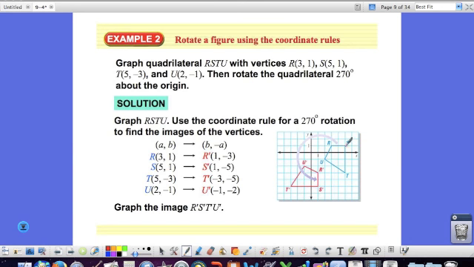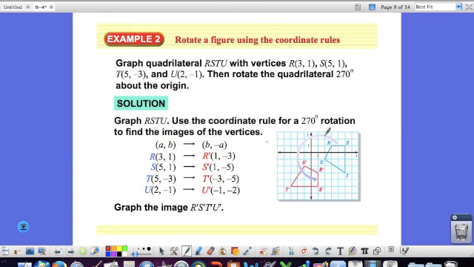S is in quadrant 1, 5, 1. So one 90-degree rotation would bring it to quadrant 2. This would be quadrant 3. This would be quadrant 4. Since I'm going to be in quadrant 4, my X value is positive, my Y value is negative. So the digits would be 1, 5.